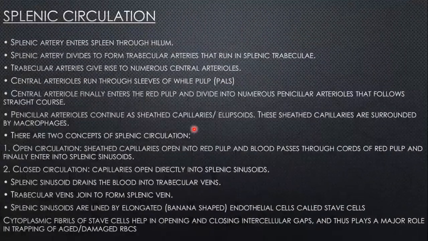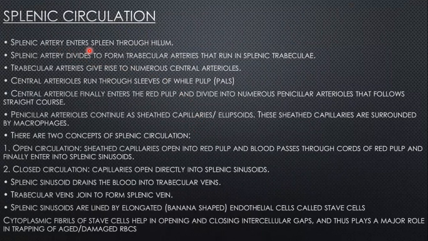Now, splenic circulation. Please understand this. The splenic artery usually enters the spleen through the hilum. Then the splenic artery divides into trabecular arteries that run in the splenic trabeculae. Trabecular arteries will give rise to numerous central arterioles, and the central arterioles will run through the periarterial lymphatic sheath. The central arteriole finally enters the red pulp and divides into numerous penicillar arterioles that follow a straight course.